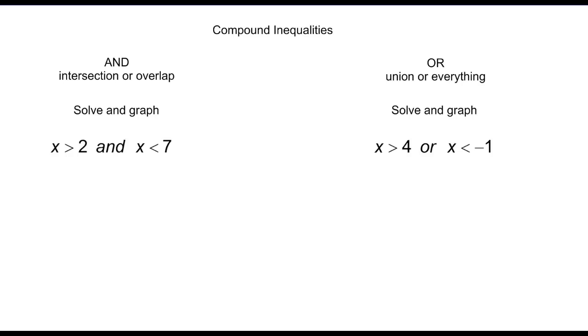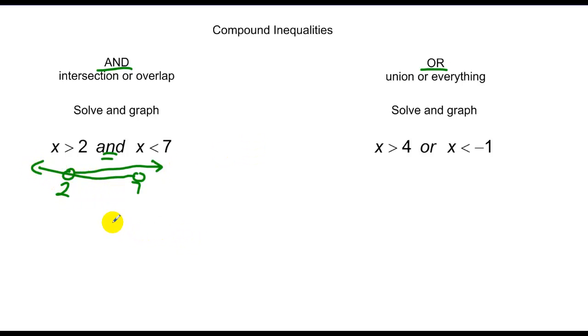When we talk compound inequalities, we're talking about two specific words, and or. And talks about an intersection or an overlap, and or talks about the union, which is a fancy name for everything that you see. We're going to solve and graph two simple compound inequalities. One, x is greater than 2. That's how I would graph this. And x is less than 7. So here's 7, and I go this way.